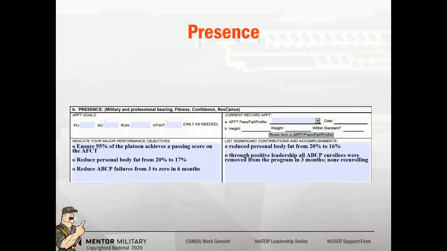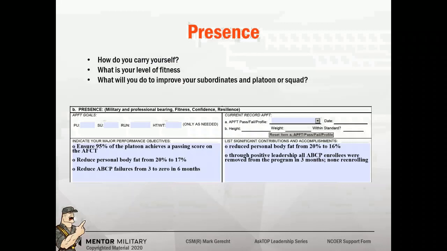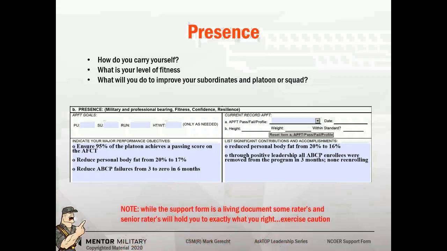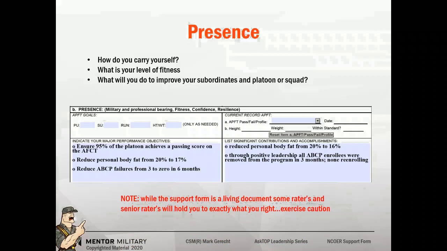Okay, in presence, what are we looking at? How do you carry yourself? What is your level of fitness? What will you do to improve your subordinates and your platoon or your squad? And again, this is a living document based on AR 623-3, meaning it can be modified as time goes along. But some raters and senior raters are going to hold you to what you wrote, and if you don't achieve it, they're going to hammer you for it. So again, underpromise and overdeliver.